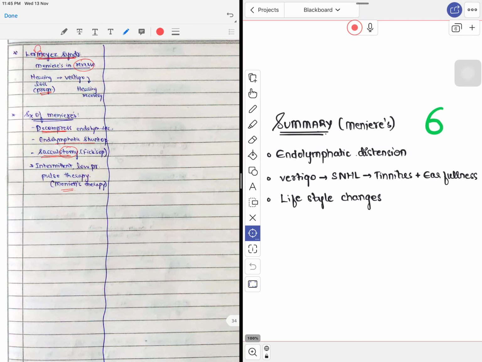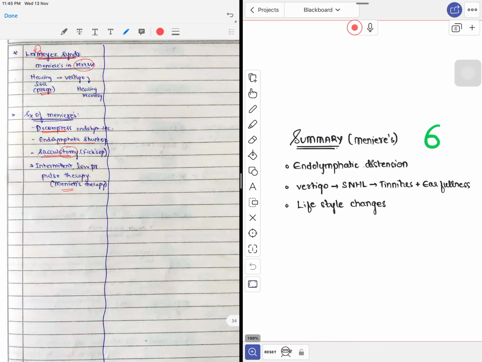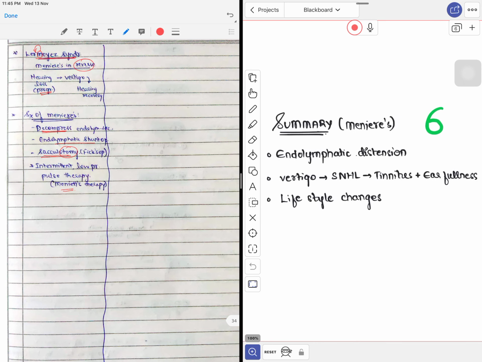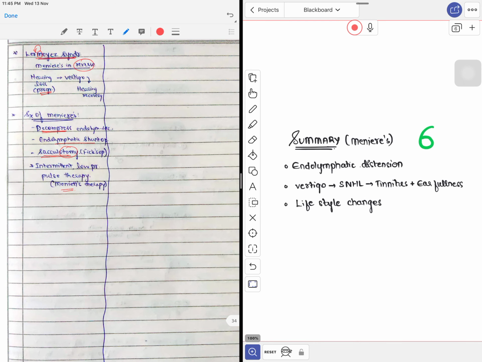Meniere's disease in reverse. Okay, and just to summarize at the end, if you just want to remember three points about Meniere's disease, it's basically an endolymphatic distension, and its four cardinal features are vertigo, SNHL, tinnitus, and ear fullness. And the treatment is for changing the lifestyle.